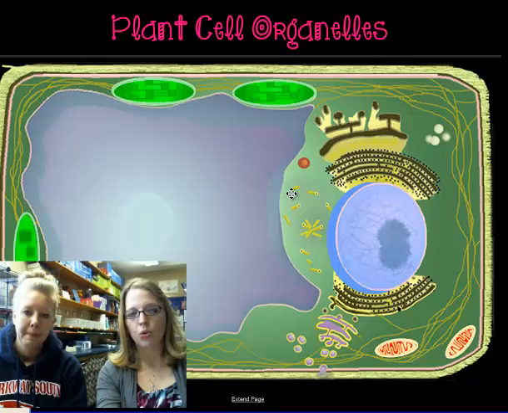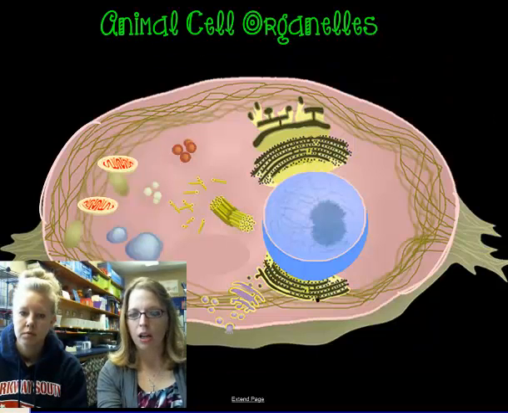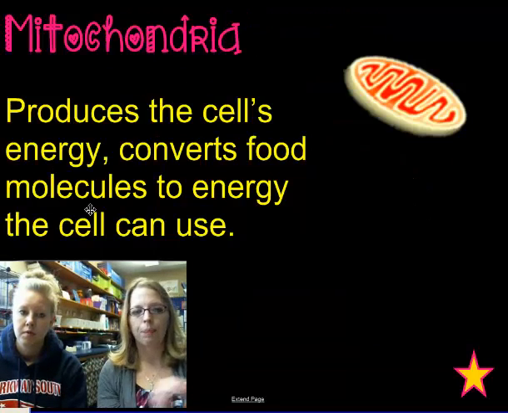Okay, mitochondria. This is in both cells. You'll see mitochondria here. This little guy is down there, and it looks like a hot dog with ketchup. And they're right here also. So let's click on one of the mitochondria.